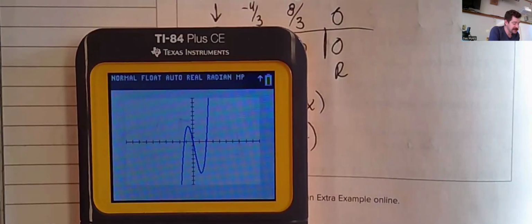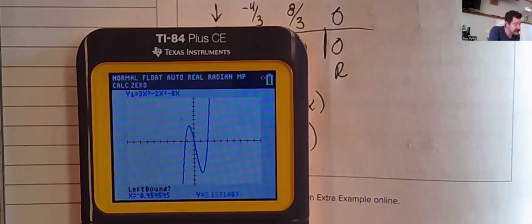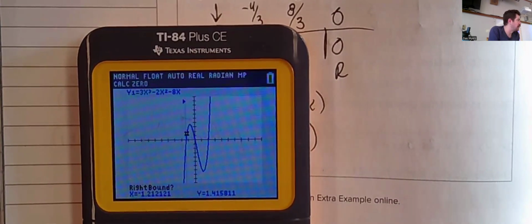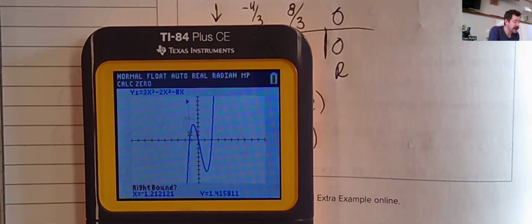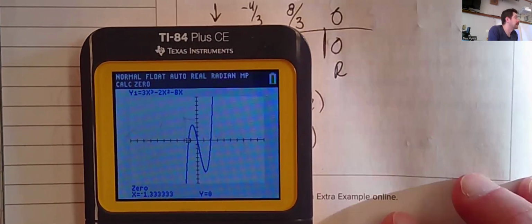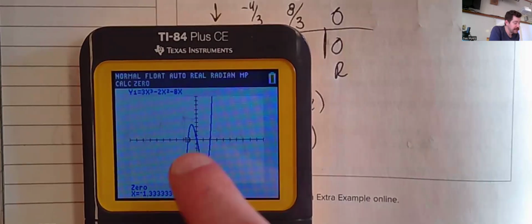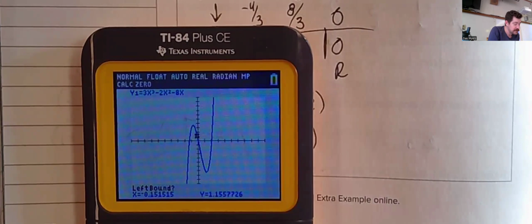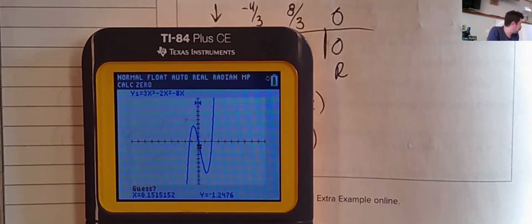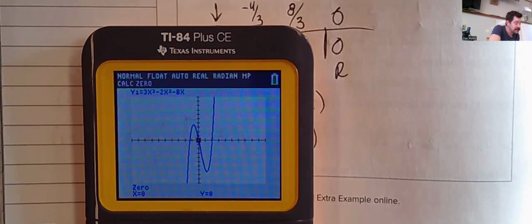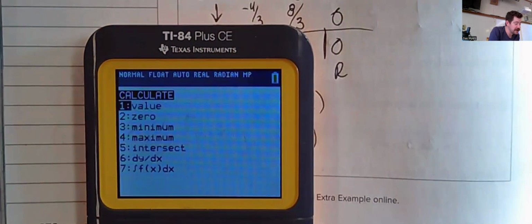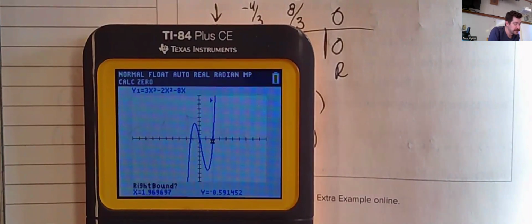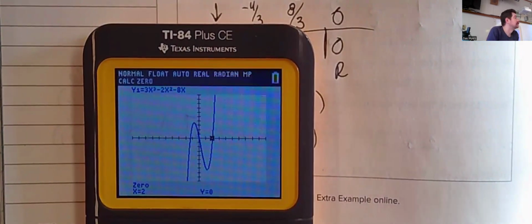Let's get our calculation. Let's get a 0. I'm going to go to the left. And this first one should be -4/3, which would be -1 1/3, or about -1.3 repeating. The one in the middle looks like it's at 0. Let's just verify that. There it is. It's at 0. This one over here looks like it's at 2. Let's just verify that as well. And there it is at 2.